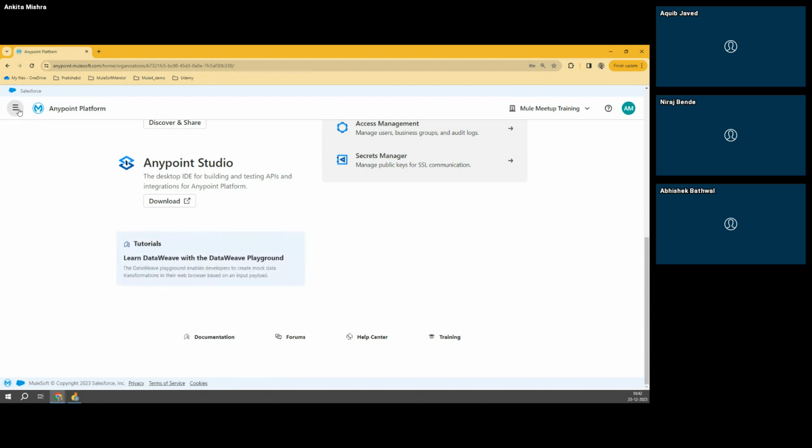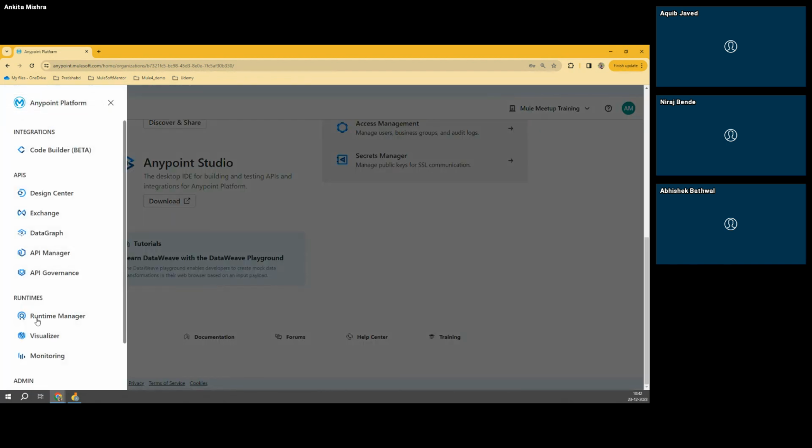Now comes the deployment phase. So in the deployment phase, we use our runtime manager to deploy the applications. The deployment can be possible on any premises or any of the cloud computing systems.